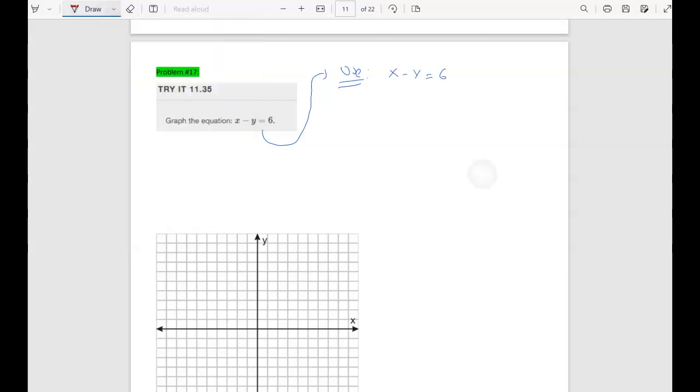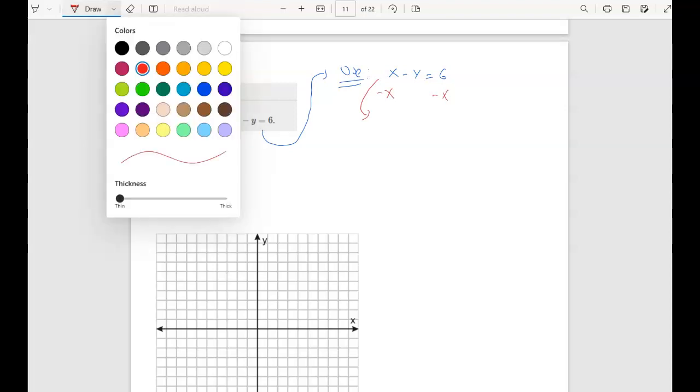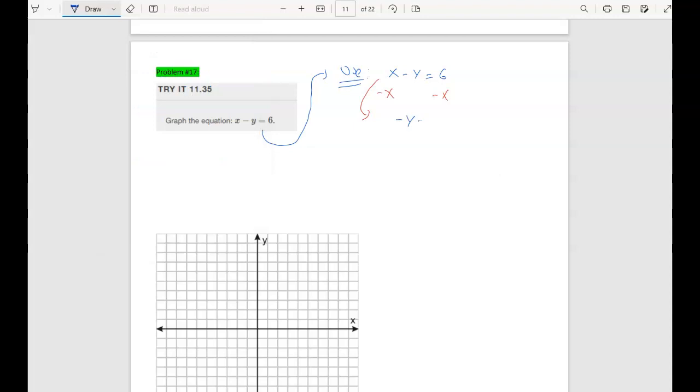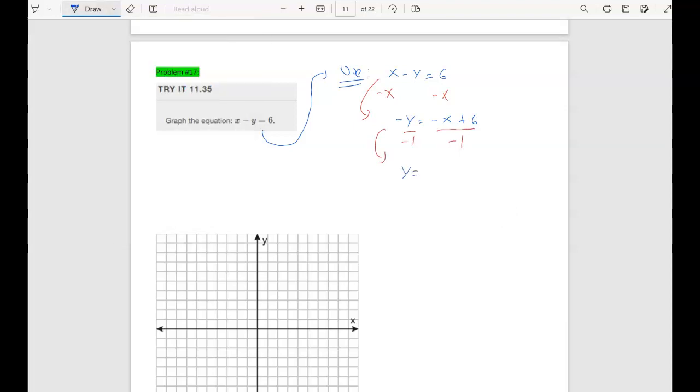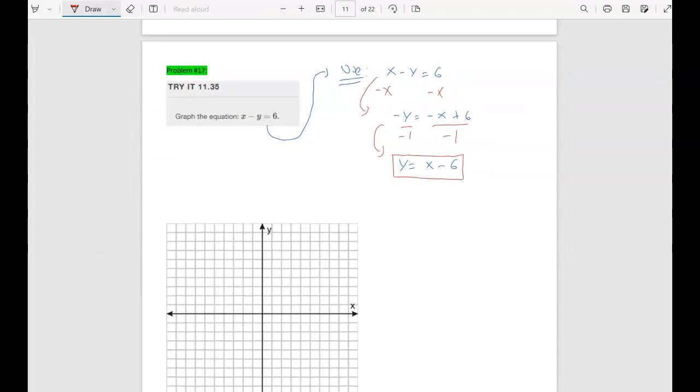Then let me solve for the y values. Get rid of the x's, and we end up with negative y is equal to negative x plus 6. Then I'm going to divide each of the terms by negative 1. So we're looking at y is equal to x minus 6. This is our main equation. From here, I'm going to do this one with the shortcut.